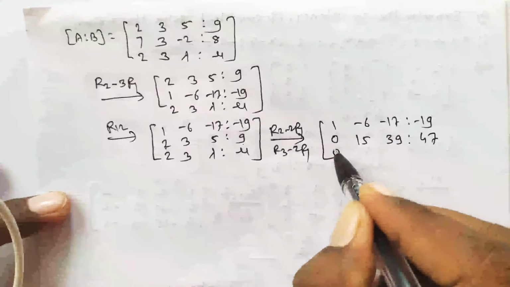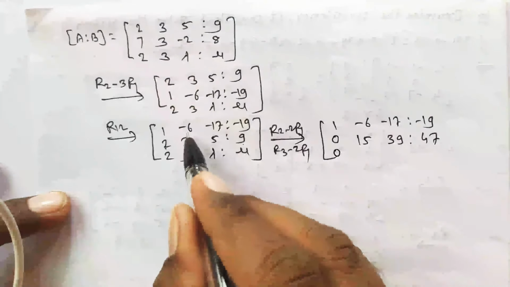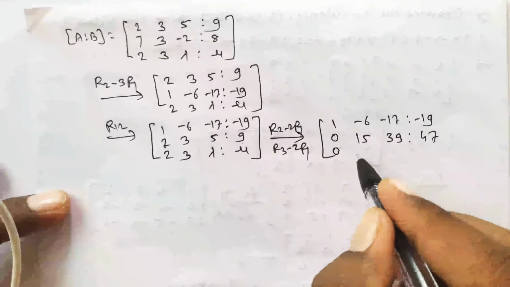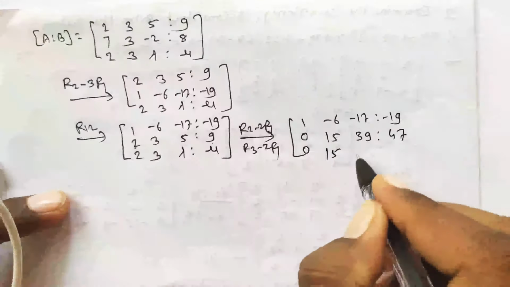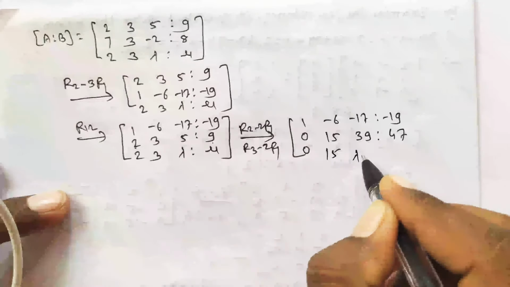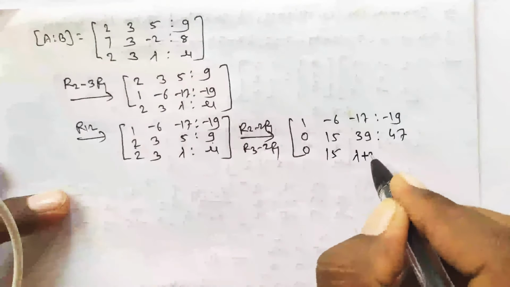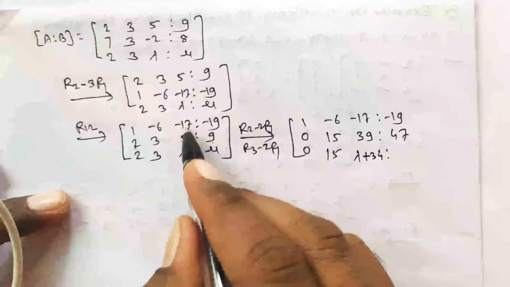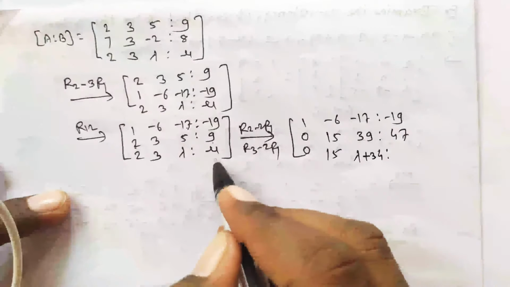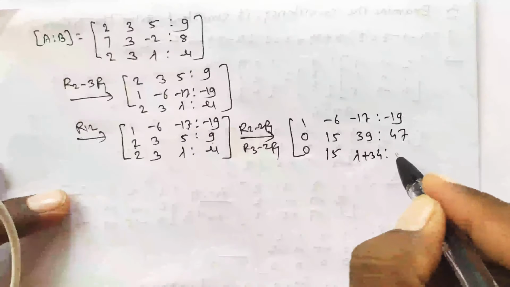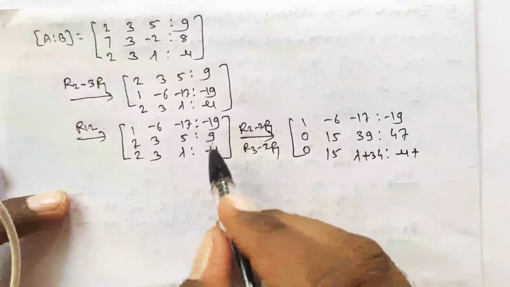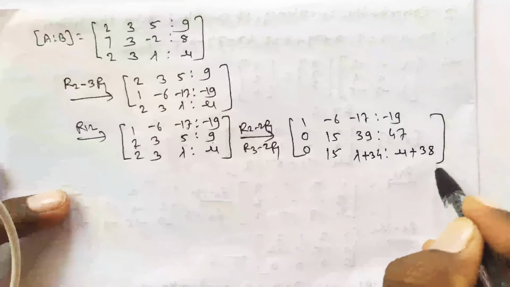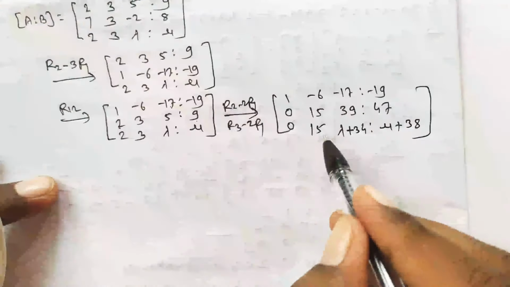Then 2 minus 2 is 0. 3 minus minus plus 6 into 2, 12, that is 15. Then here lambda plus 34, because 17 into 2 is 34, and mu plus 19 into 2 is 38. Okay, now we have to make this 15 equal to 0.